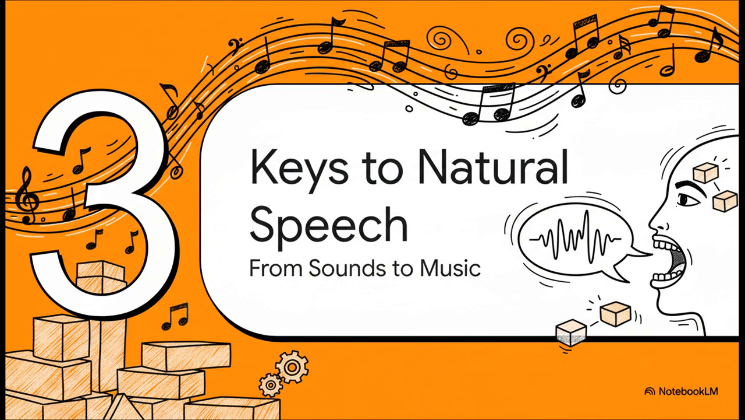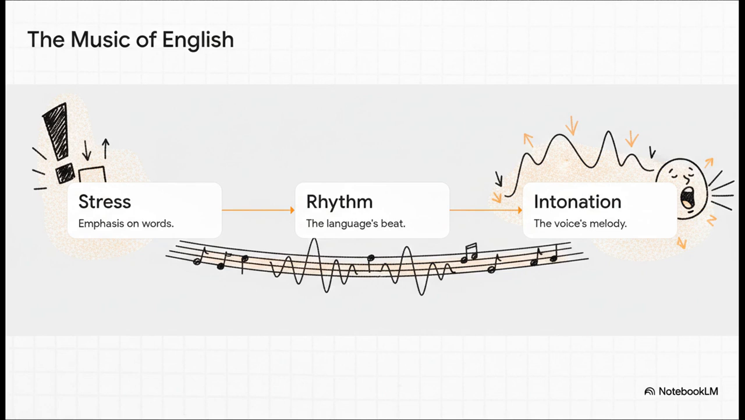But just knowing the individual sounds isn't enough to sound natural, right? It's like knowing the notes, but not the song. Now we need to learn how to put them all together to create the actual music of English. And that music really comes down to 3 key things. First, there's stress, which words and syllables we emphasize. Then we have rhythm, the beat and flow of the language. And finally, intonation, which is just the melody of your voice, whether it goes up or down.